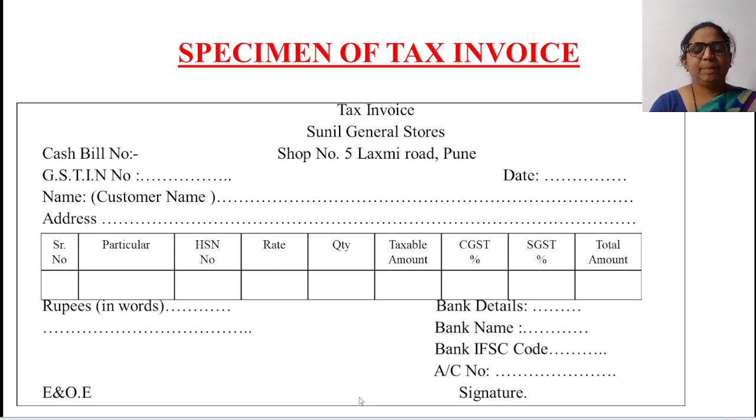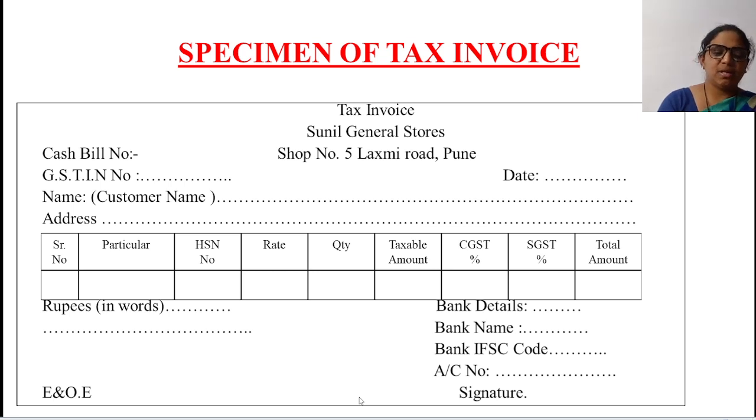Then on the right-hand side, you will write the bank details, such as bank name, IFSC code, and your account number, and then the signature is there. On the same line as the bank details, on the left-hand side, is the rupees in words. Okay, this is a specimen of a tax invoice.